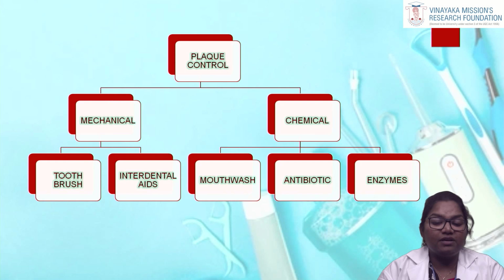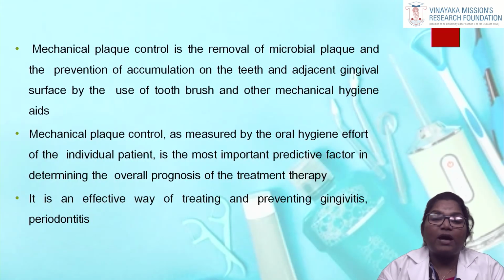Moving on to the chemical side, what do we have under chemical plaque control? We have mouthwash, antibiotics and enzymes. So what is mechanical plaque control? Mechanical plaque control is the removal of microbial plaque and the prevention of its accumulation on the teeth and the adjacent gingival surface by the use of the toothbrush and other mechanical hygiene aids.